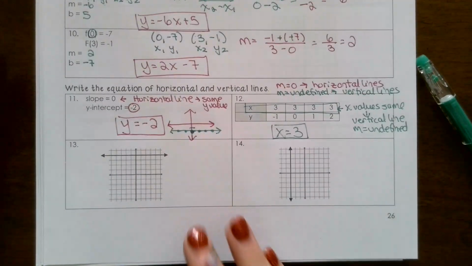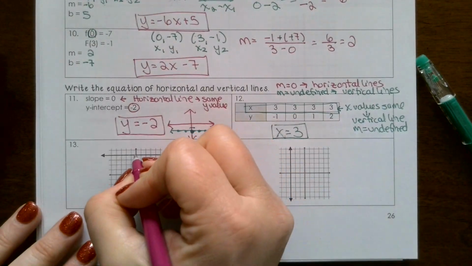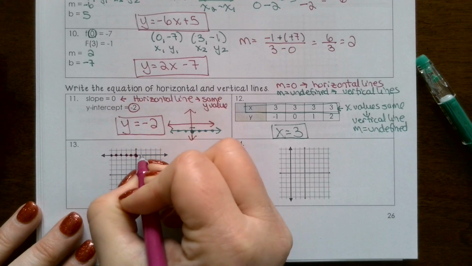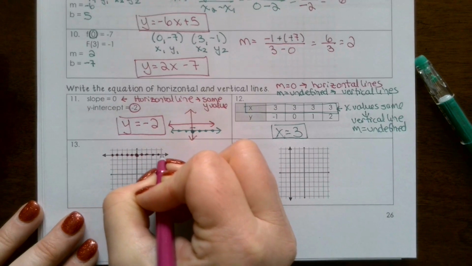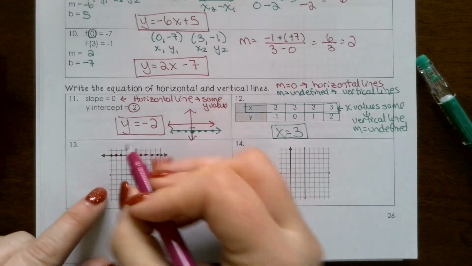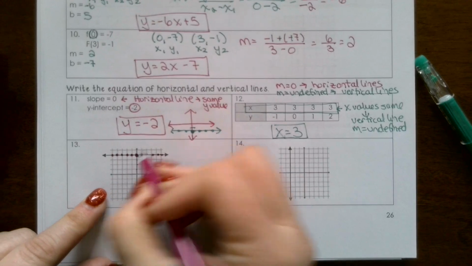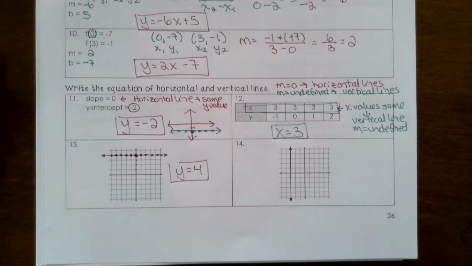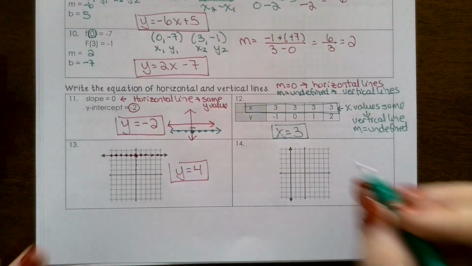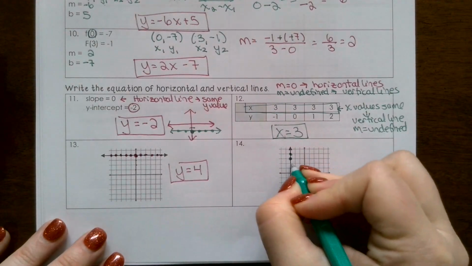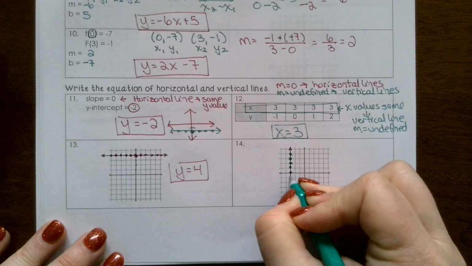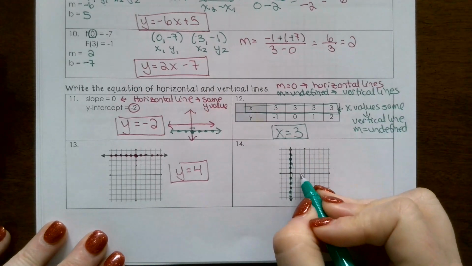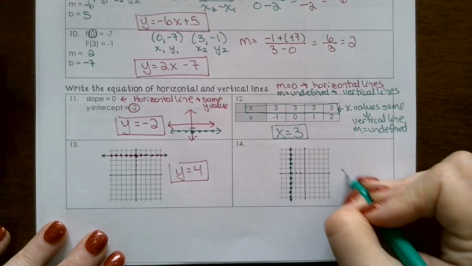So let's take a look at number 13. When I see this graph, it doesn't matter. I know my slope is 0. This graph really is all about y equaling 1, 2, 3, 4. Y equals 4. Likewise, with a vertical line, y values differ, but what stays the same are your x values. Your x values are consistent, so x equals -1, -2, -3.